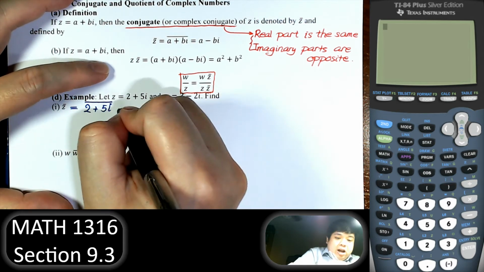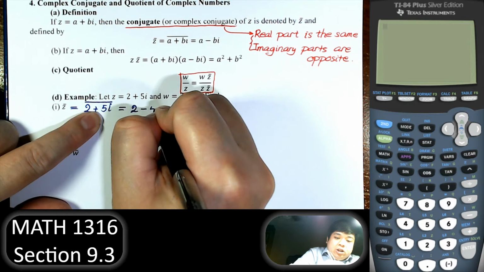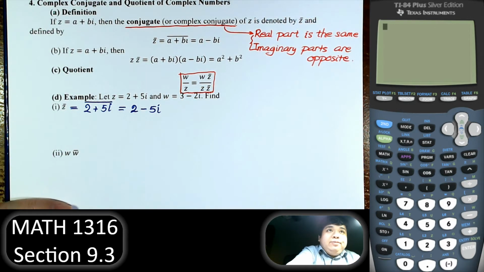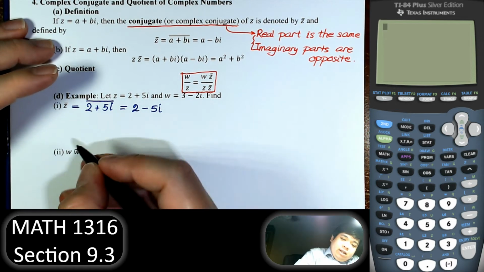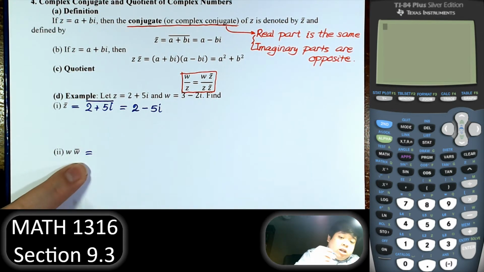Complex conjugate of that. The real part will stay the same. The imaginary part will change the sign. So that's all, right? Next, what is w times the complex conjugate of w?